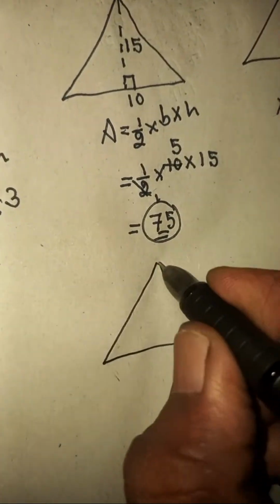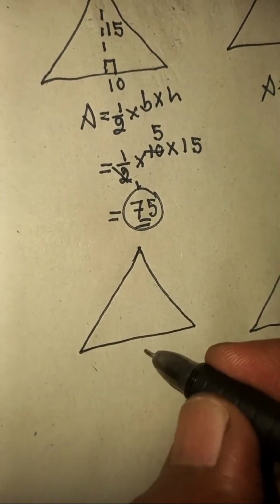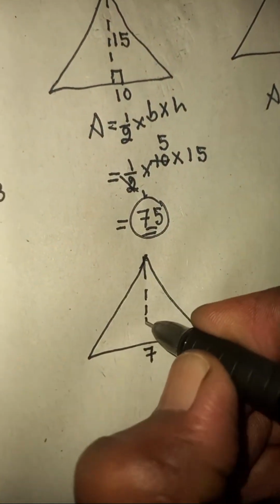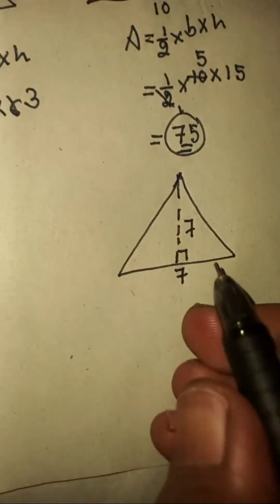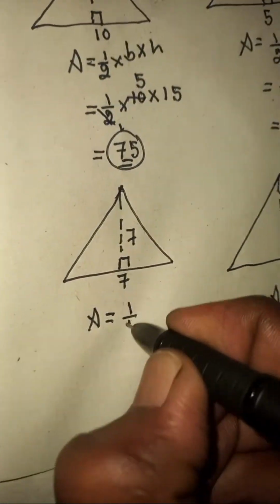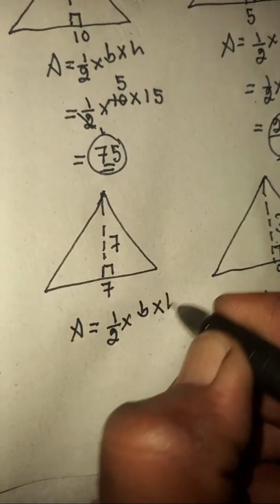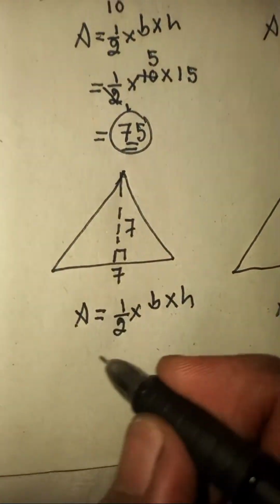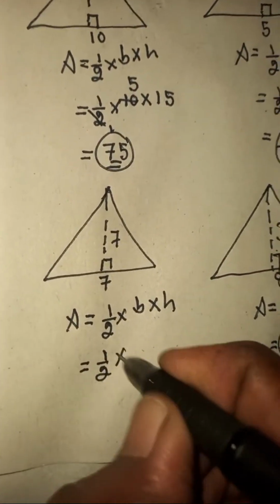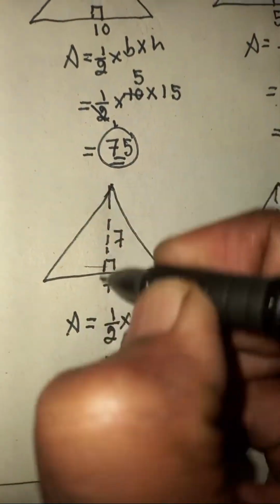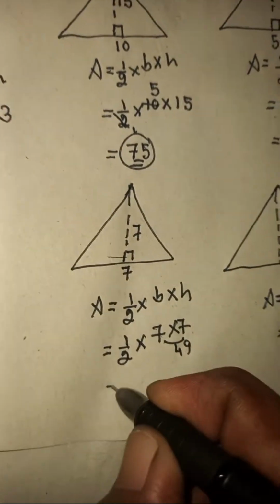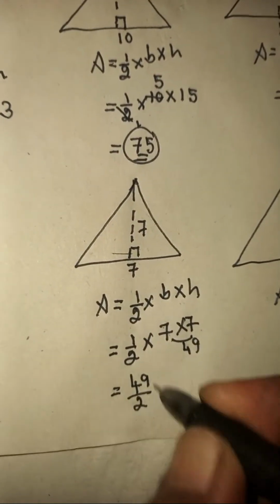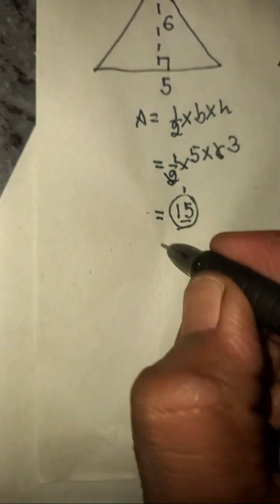Here they have given base length equal to 7 units and the perpendicular height also equal to 7 units. Now you can find area equal to half times the base times the perpendicular height, that is half times 7 times 7. 7 times 7 is 49. It is 49 by 2 square units. Let's take one more triangle.